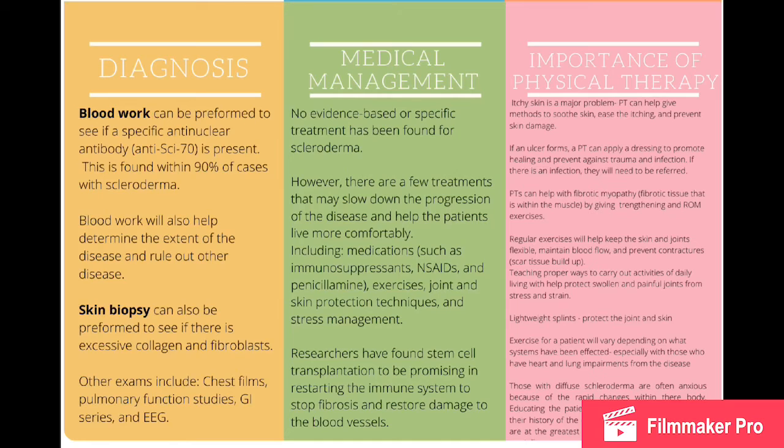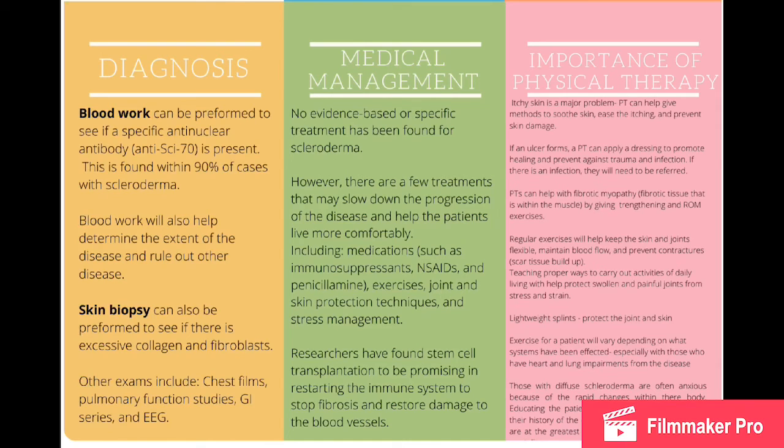Being able to teach the patient ways of living to help prevent any stress or additional strain on the joints would be an awesome thing to do as well, because of the limited range of motion and strength that they have from the disease. A light splint may also help protect the joint and skin, and the exercises again will vary per patient, especially if there are heart and lung impairments with those suffering with diffuse scleroderma.